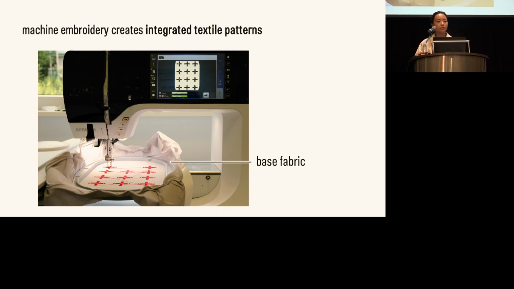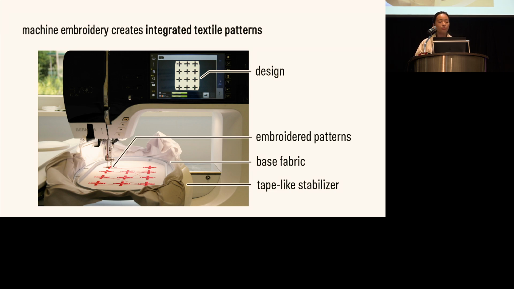You have a base fabric on which you want to embroider the patterns. The base fabric is held in place by a tape-like stabilizer and a hoop that mounts the fabric onto the machine. Then, based on the user-imported vector design file, the machine programmatically stitches threads into the base fabric to create the patterns. After embroidery, the stabilizer is torn away so the user has the embroidered base fabric, which is still entirely made of textile, thus very soft and durable.